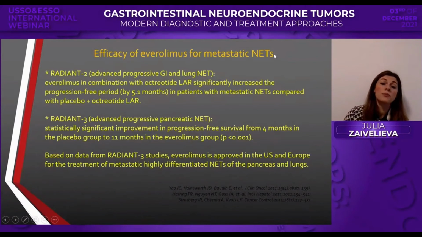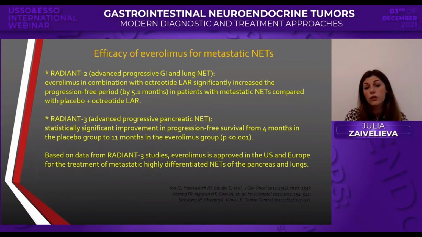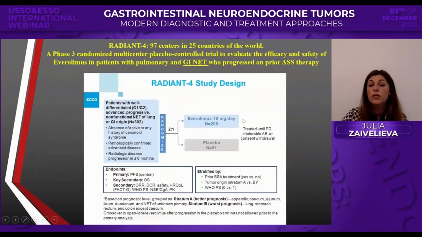So everolimus in combination with octreotide LAR significantly increased the progression-free period by more than 5 months in patients with metastatic NETs compared with placebo plus octreotide LAR. Statistically significant improvement in progression-free survival from 4 months in the placebo group to 11 months in the everolimus group. Based on data from the RADIANT-3 studies, everolimus is approved in the US and Europe for the treatment of metastatic highly differentiated NETs of the pancreas and lungs.